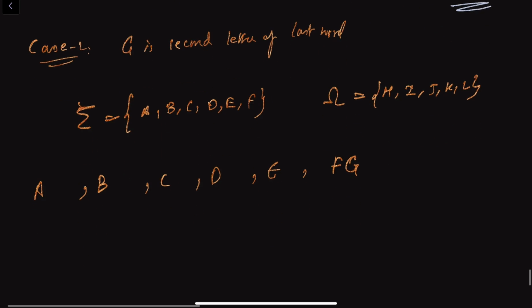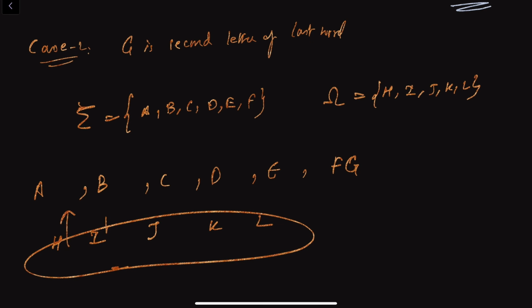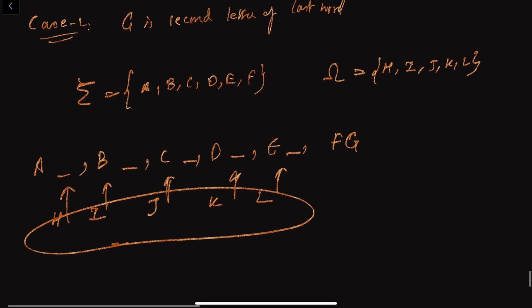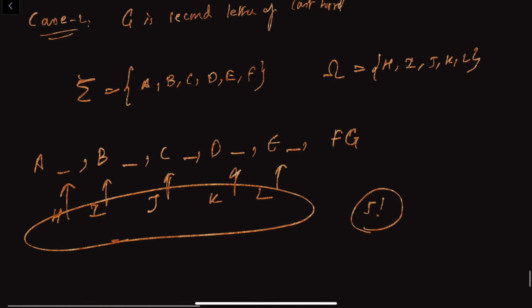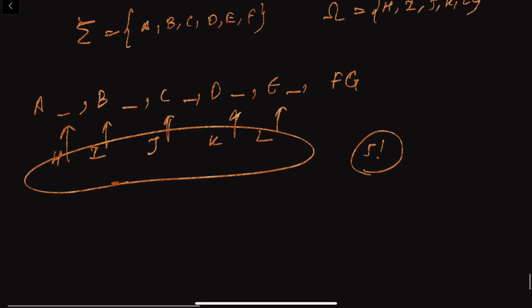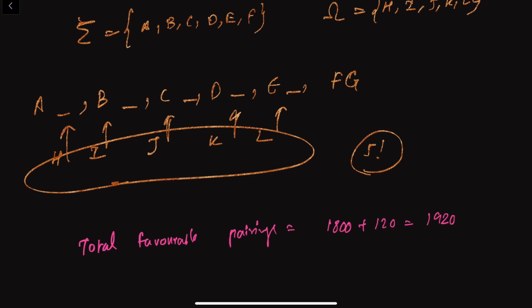Now we have A, B, C, D, E, and these have to be paired with H, I, J, K, L, along with the first letters which are already fixed. So that can be done in 5 factorial ways. So the second case is pretty simple when compared to the first case. So the total favorable pairings would be 1800 plus 120, which is 1920.